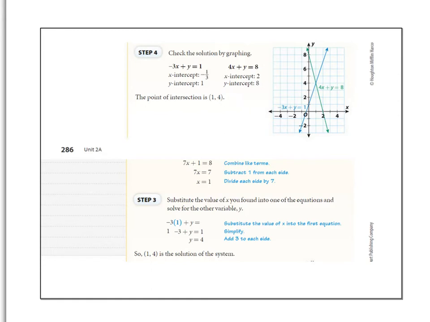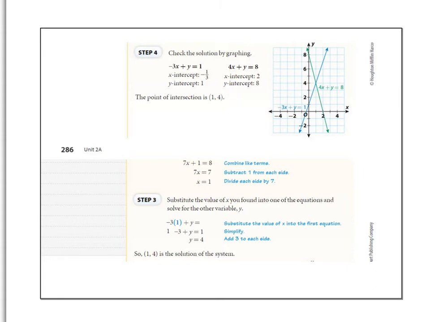Now bear with me on this slide, I put step 4 and step 3 backwards. So step 3, now that we know what x is, which was 1, we're going to substitute that back into either of the equations. They chose to plug it back into the first equation, negative 3x plus y equals 1. That one should be over there. And that gave them y equals 4. You also could have chosen the second equation. Either way would have been fine.